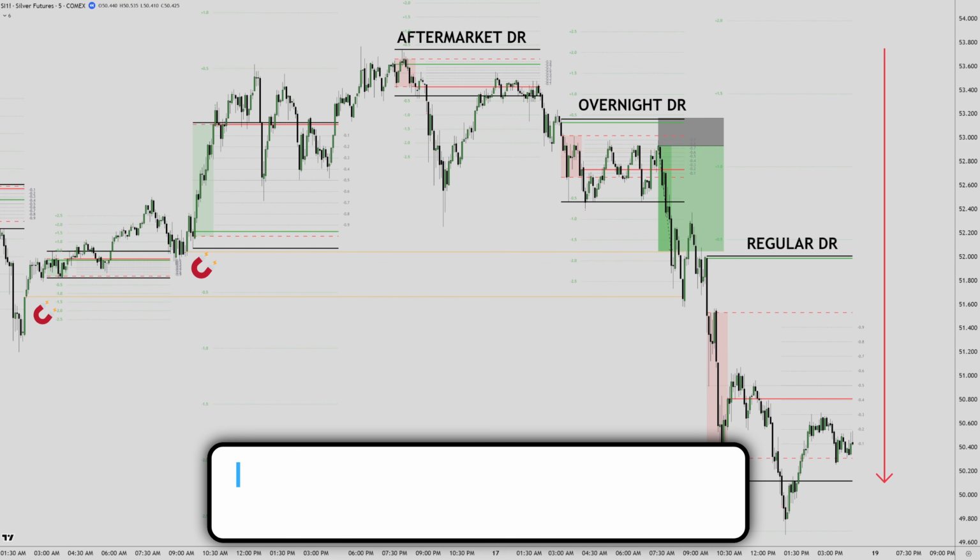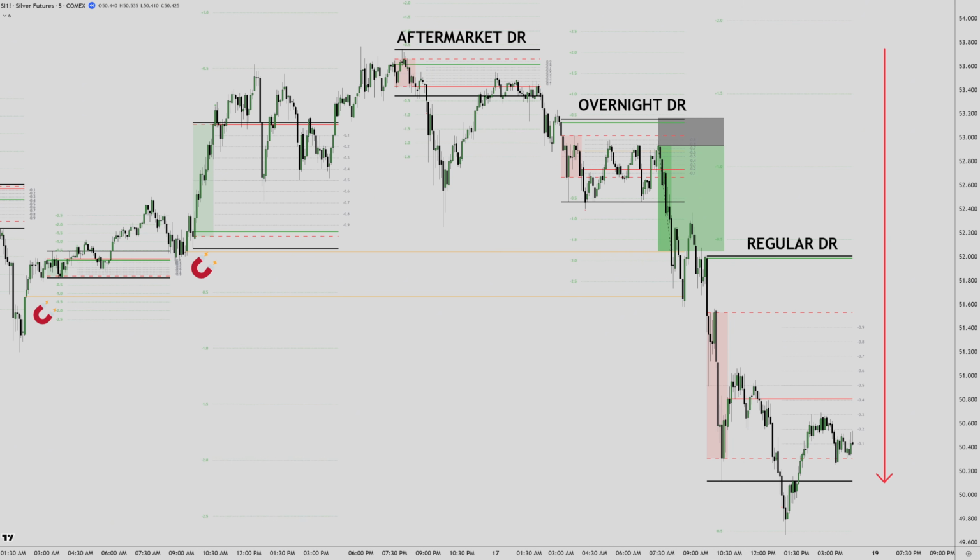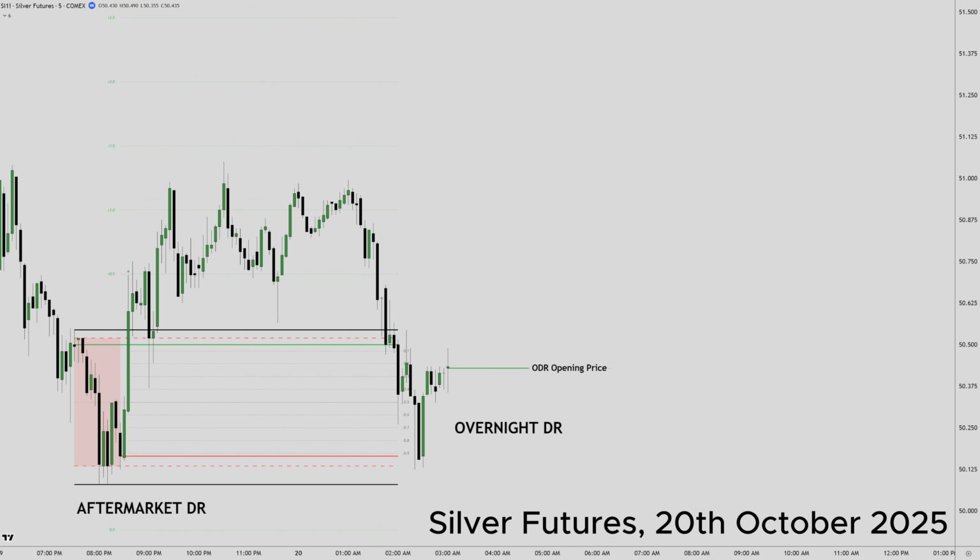Later that day, the structure holds perfectly and a clean DR downside model unfolds. With the right knowledge and tools, this could have been capitalized on early, long before the average trader saw it coming. Now let's move to the second trade.